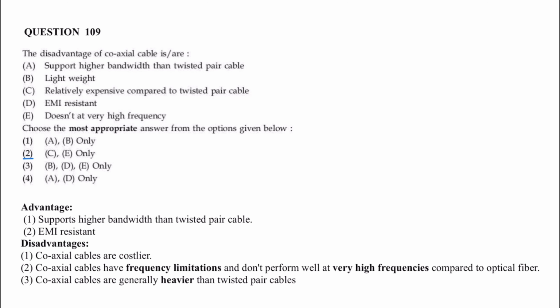Question number 109. The disadvantage of coaxial cable is... Statement A, coaxial cable supports higher bandwidth than twisted pair cable. It is wrong, so statement A is incorrect. Statement B, coaxial cable is lightweight. Incorrect, because in the question they have asked disadvantages.